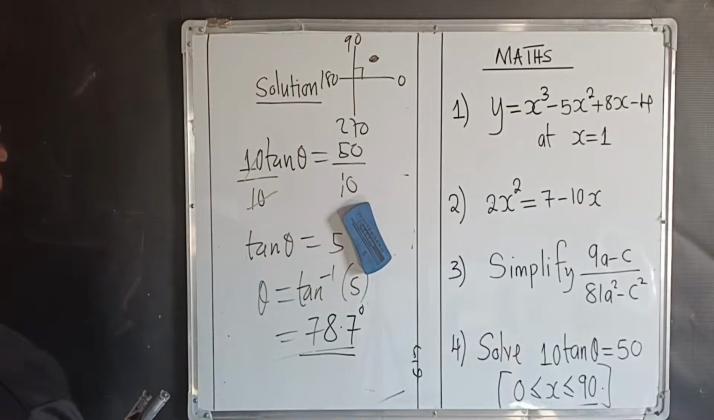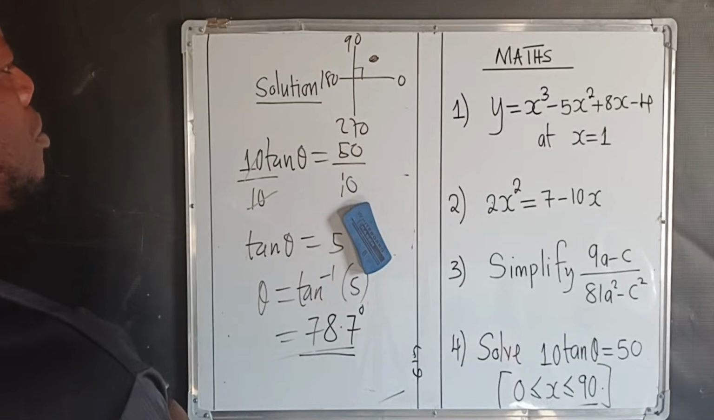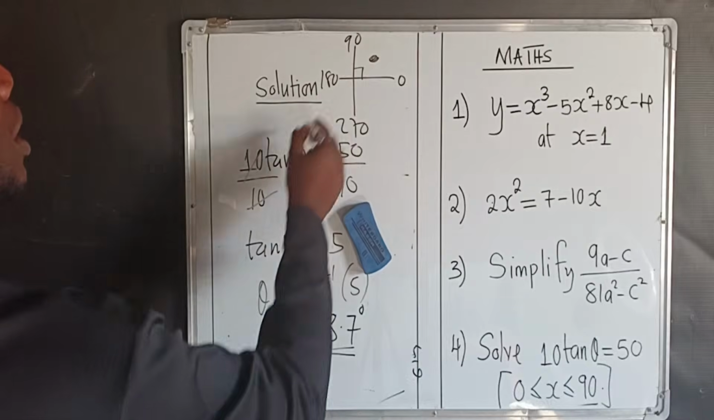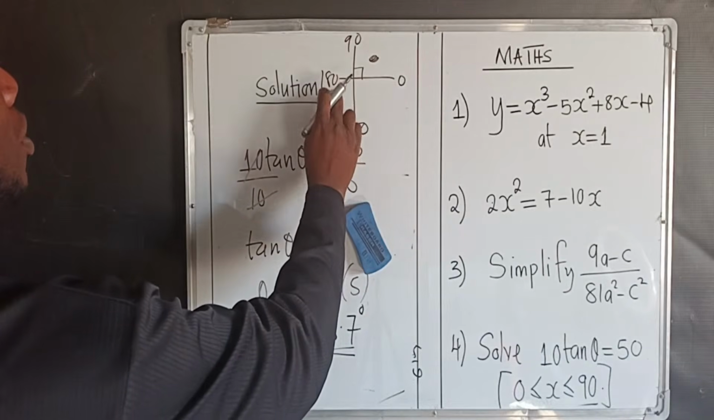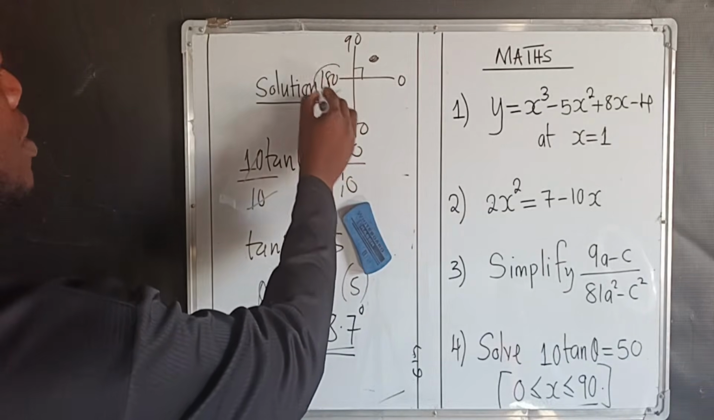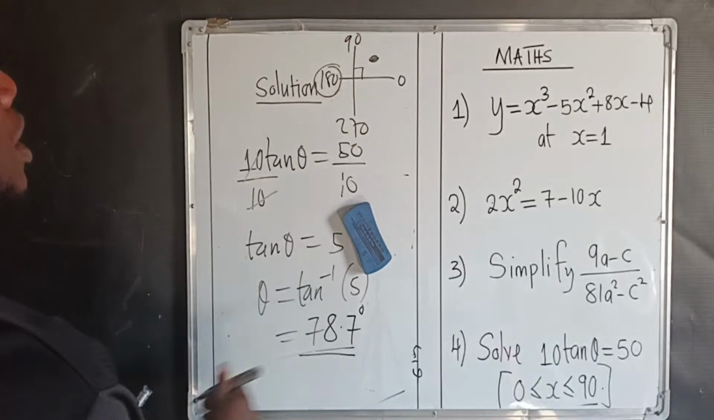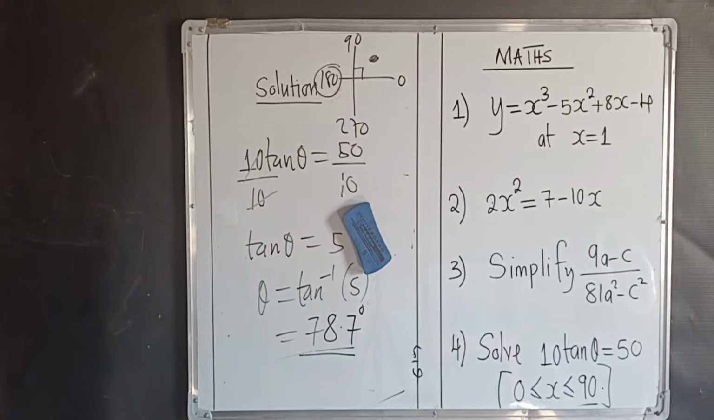But if they said up to 360, even this one could have been your solution from here. You would have gotten this 180 plus this. You get two solutions. That's how it would be if the range was more than 90.